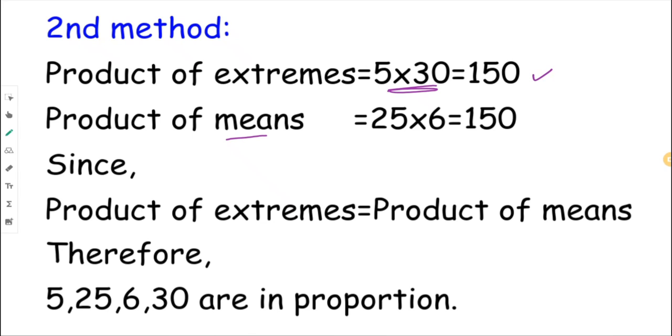Are we getting the same? Product of extremes is equal to product of means, right? So you can see here, since product of extremes equals product of means, therefore they're in proportion. Simple as that, all right?